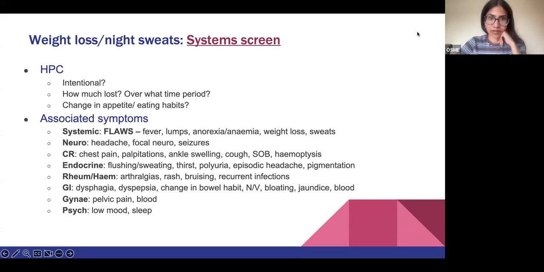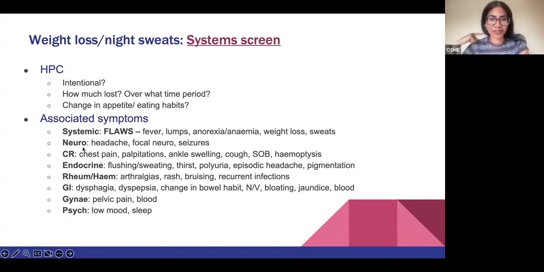Okay, so this is our systems review to screen for malignancy, or whenever you can't really understand what the diagnosis is, you can just ask all of these really briefly at the end. Okay, so systemic symptoms, asking for fever and fatigue, any new lumps or bumps, anorexia or anemia. Obviously you're not going to ask for anemia, but ask for exertional symptoms, or general fatigue. Then weight loss, drenching night sweats. So you need to explain to them it's your sheets are soaked overnight.